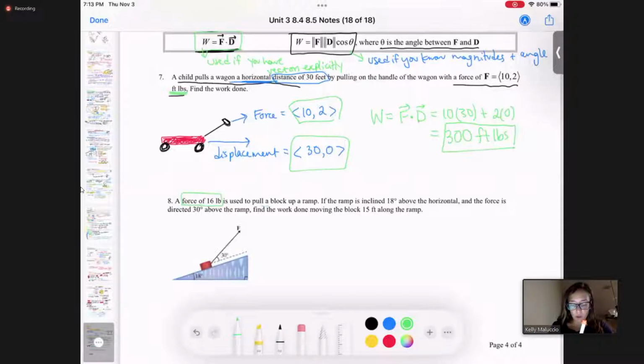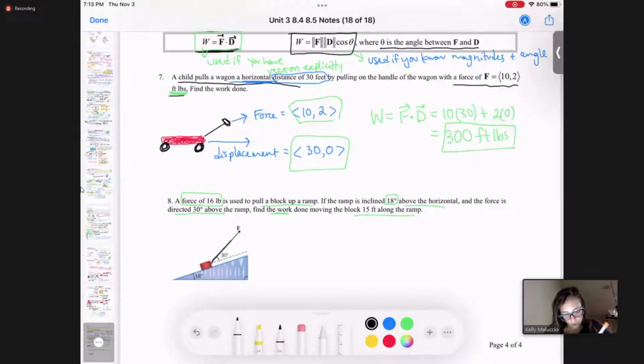Okay, this next question says we have a force of 16 pounds, and it's used to pull up a block. They drew a picture for us, which is really nice because I don't have to draw my little wagon. It says the ramp is inclined 18 degrees above the horizontal, and the force is 30 degrees above the ramp. Find the work done moving the block 15 feet along the ramp.